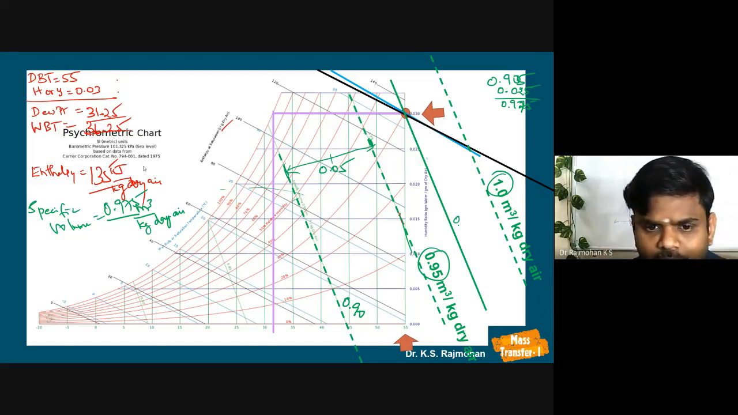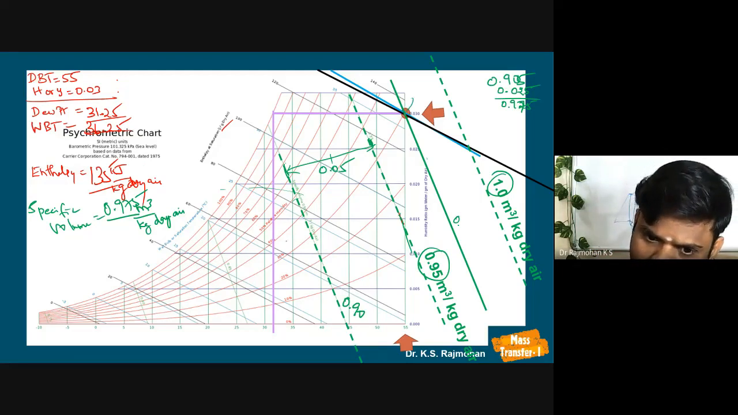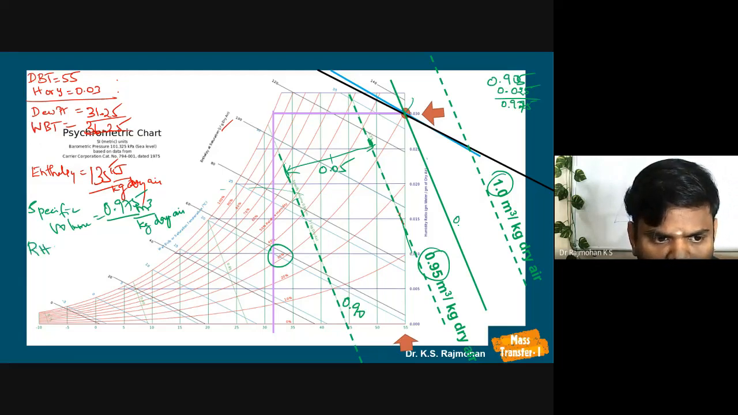Actually, relative humidity can also be obtained. Exactly this blue line is coming here. So this will give us the relative humidity. Relative humidity percentage RH is equal to 30.